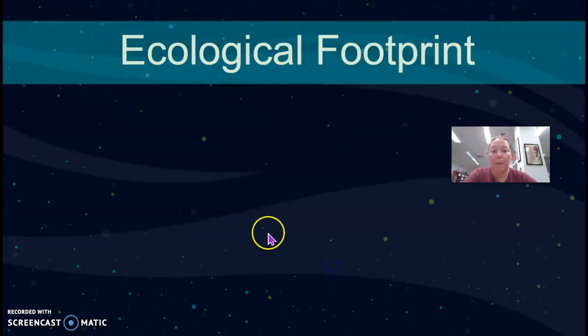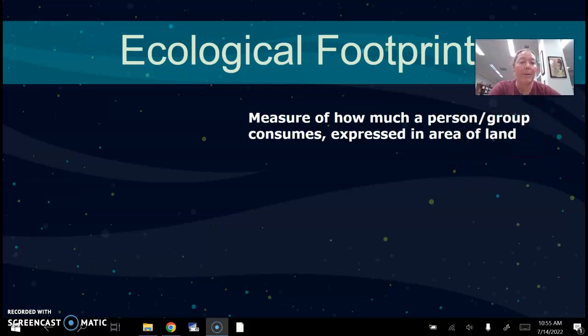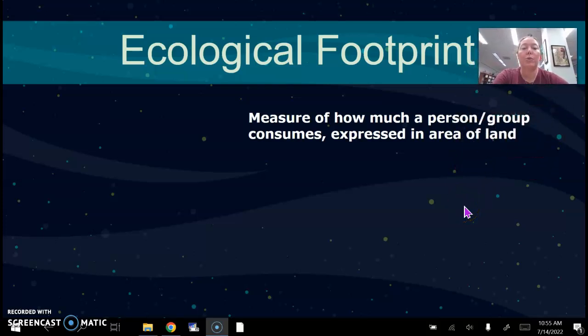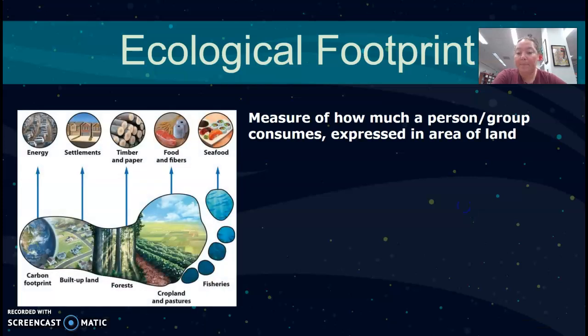An ecological footprint is a measure of how much a person consumes, which is then expressed in an area of land. When we look at our ecological footprints, we are going to examine our energy use. We're going to examine the type of home we live in, our resource use, including timber and paper, food and fibers, as well as seafood. And that's going to correlate to how we utilize the land and the water available to us as humans.